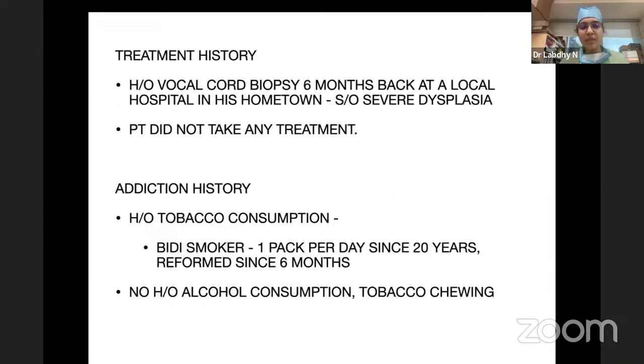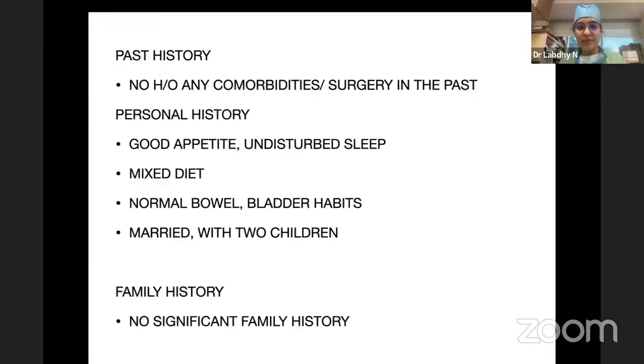Coming to the previous treatment history, the patient had a history of vocal cord biopsy 6 months back at a local hospital in his hometown, which was suggestive of severe dysplasia, but the patient did not take any treatment after that. Coming to his addiction history, the patient gives history of tobacco consumption. He is a BD smoker, smokes 1 pack per day since the last 20 years, and he has reformed since the last 6 months. There's no history of alcohol consumption or tobacco chewing.